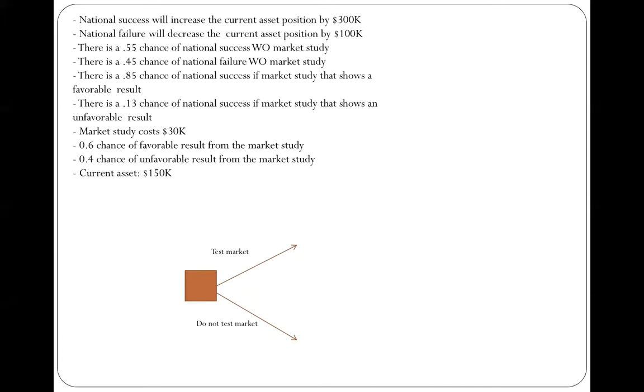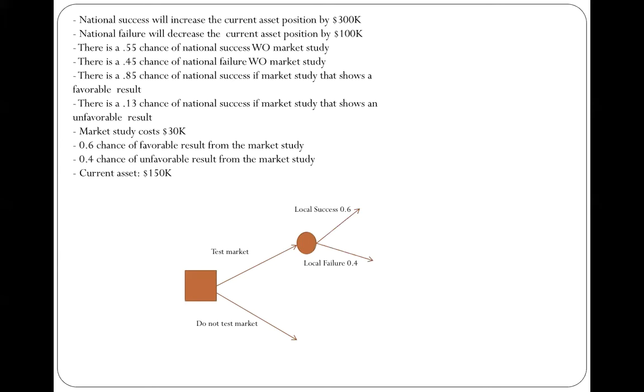And event forks are shown by circles, and all possible outcomes are shown by arrows that are coming out of the event fork. So the two possible outcomes here are local success with the chance of 60% or local failure with the chance of 40%. And those probabilities were given to us in the problem statement, as we talked about in the previous slide.